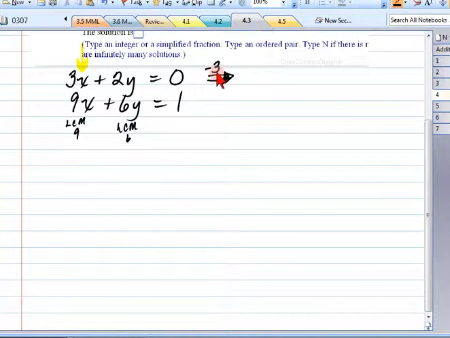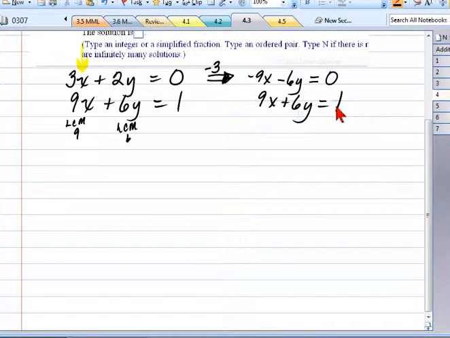So here I go. Negative 3 times 3x gives me negative 9x. Negative 3 times 2y gives me negative 6y. Write down your equal sign. Negative 3 times 0 leaves me with a 0. Sometimes if you just looked at this, you might think I didn't multiply the right-hand side, but I did. I just still got a 0. Am I making any changes to the second equation? No, so I'll just copy it down. 9x plus 6y equals 1.